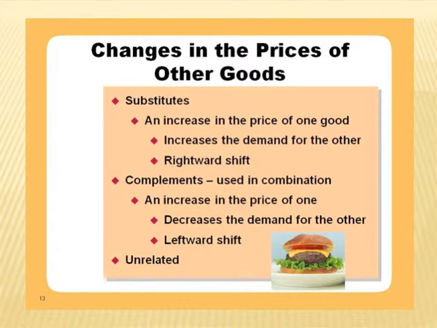So here we might think about Subway sandwiches or sub sandwiches in competition with pizza. So if we increase the price of sub sandwiches, then we would get the same sort of shift that we just saw in the last slide for the demand for pizza. If the price of sub sandwiches doubled, then we would see an increase in demand for pizzas because the two are substitutes.